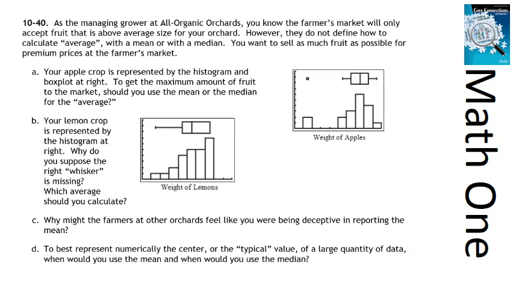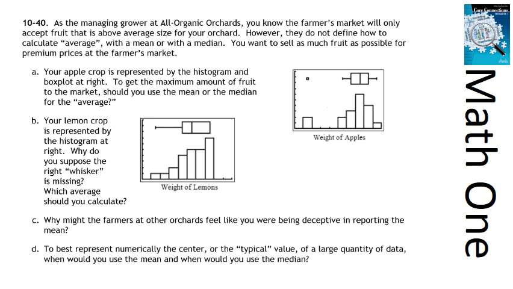Question 40. Please make sure you write down 40 and you include your responses for A, B, C, and D. So as the managing grower at all organic orchards, the farmer's market will only accept fruit that is above average size for your orchard. However, they do not define how to calculate "average." Meaning, are you using the mean or the median? Those are two different measures of central tendency or middleness.